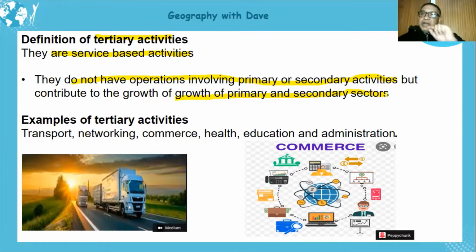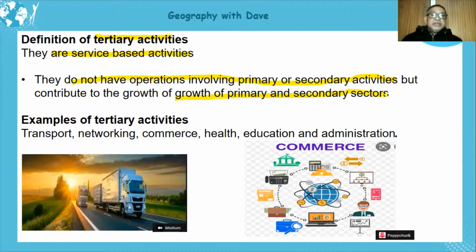So what they do is, if the demand in the tertiary activity is needed, then it's going to encourage the primary and secondary activity. If shops need food to sell, then obviously there'll be more farming and there'll be more secondary activities in terms of processing of food. So it does impact on the primary and secondary activities also. A point to note.